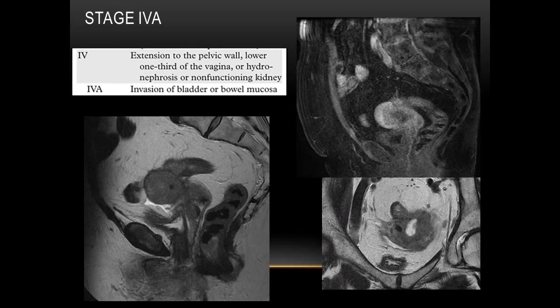Stage 4A is extension to the pelvic wall, lower third of the vagina, or hydronephrosis, non-functioning kidney, or invasion of the bladder or bowel mucosa. So this is path-proven involvement of the adjacent colon. Right here you can see this T2 intermediate mass has extended into the colon. You can see it is involving this portion of the colon.